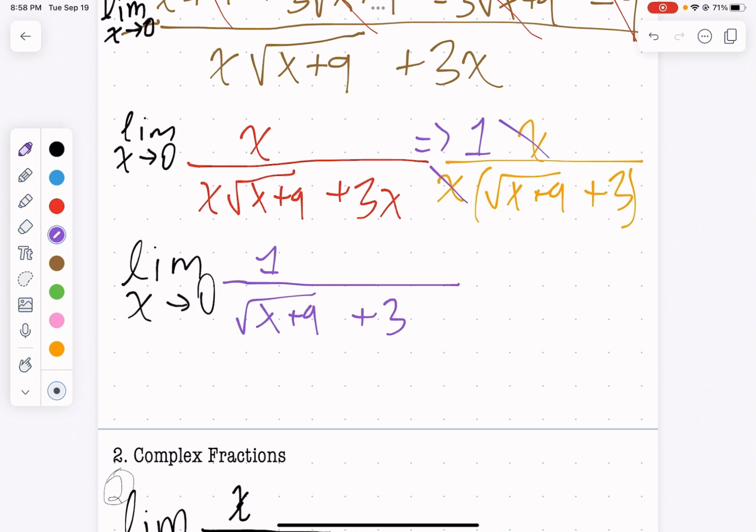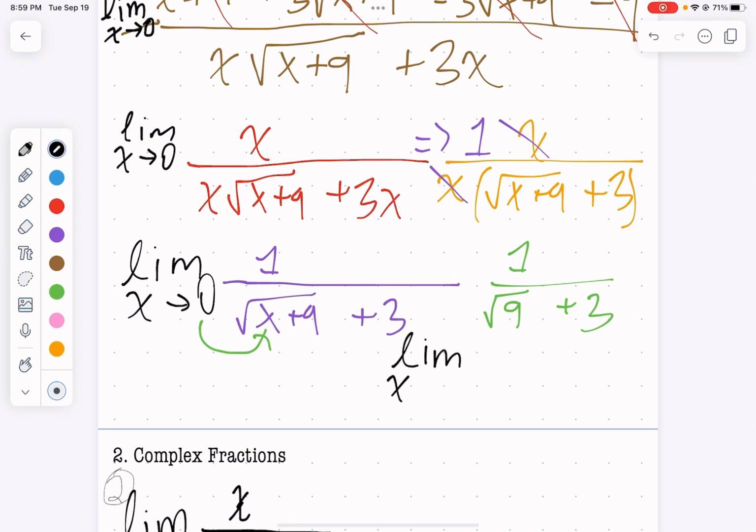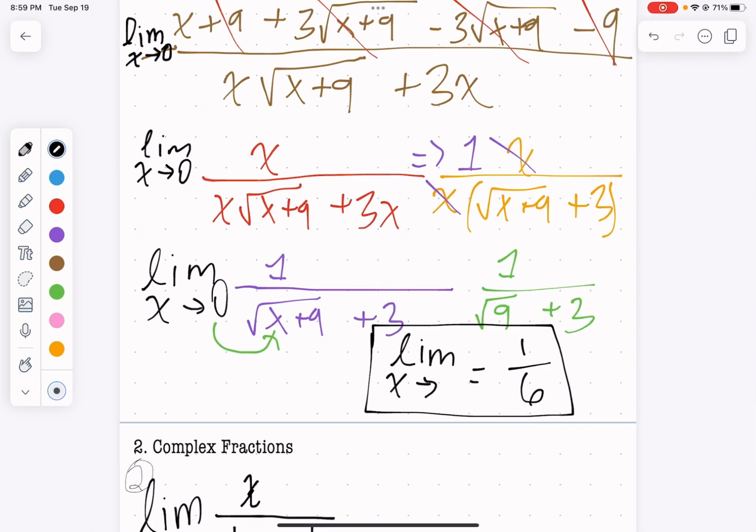And now we are ready to plug in our 0 for x here. So when we do that, we get 1 over the square root of 9, which is 3, plus 3. All right, so then you get that the limit as x approaches 0 is 1/6. And that will be your final answer for that. Perfect.